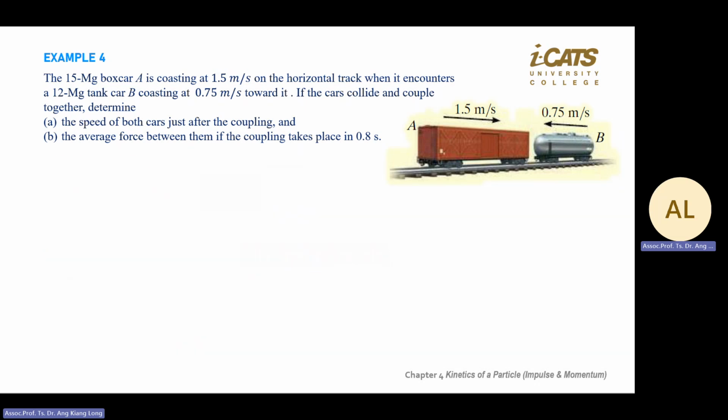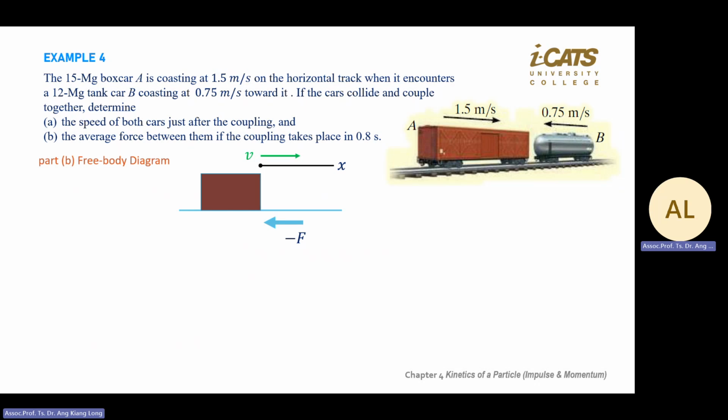All right. For B, the average force between them, if the coupling takes place in 0.8 seconds, means the joining process takes 0.8 seconds to complete. So you just need to take one, either the chocolate or the gray color. We took the chocolate color, and the force is minus F. Why minus F? Because you need to imagine you're the chocolate one, and what do you feel in your face? You feel something hitting your face. That's why the force is pointing to the left.